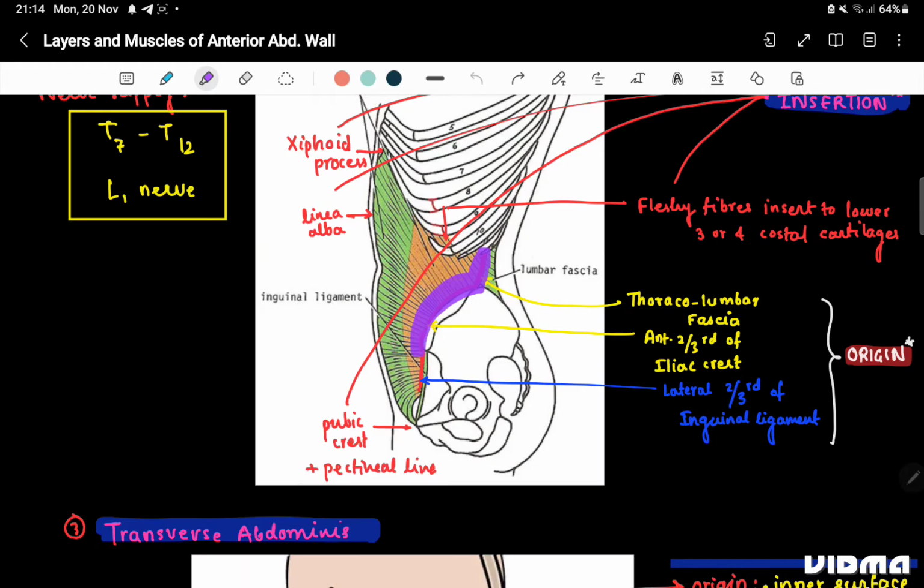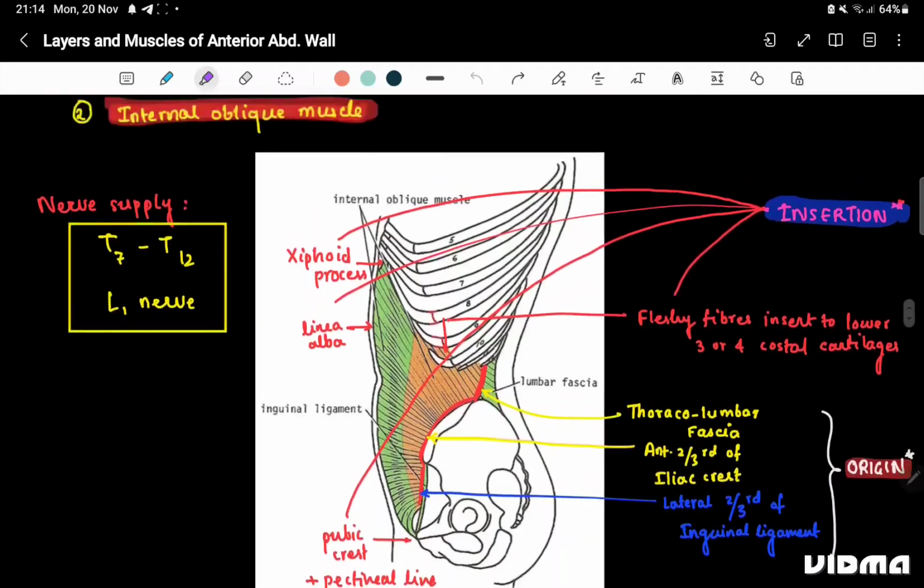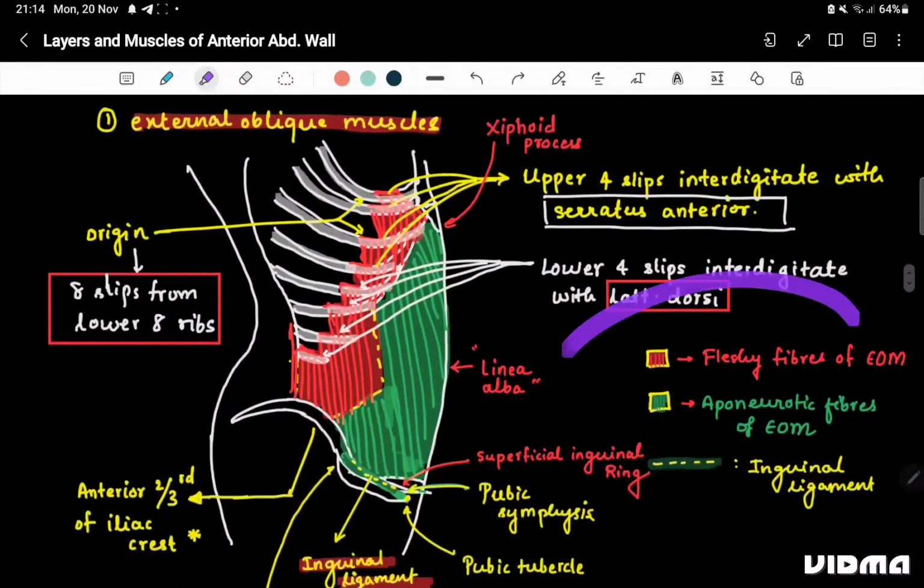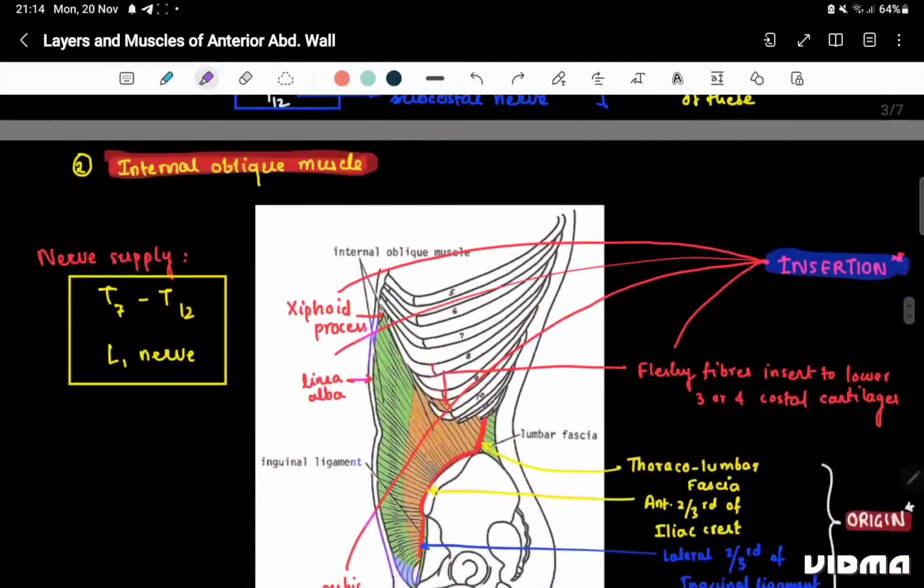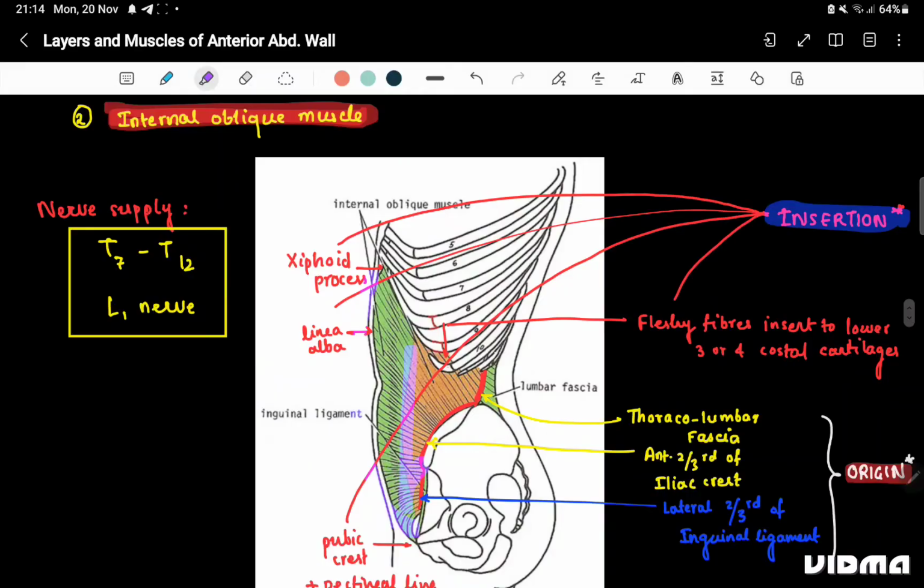thoracolumbar fascia, anterior 2/3 of the iliac crest, okay, and the lateral 2/3 of the inguinal ligament, it originates from here, okay, and also from your pubic crest and the pectineal line. You can write this also, okay. And this is also your fleshy fibers and your aponeurotic fibers, like this, okay. So I am denoting the fleshy fibers in this orange part, okay.